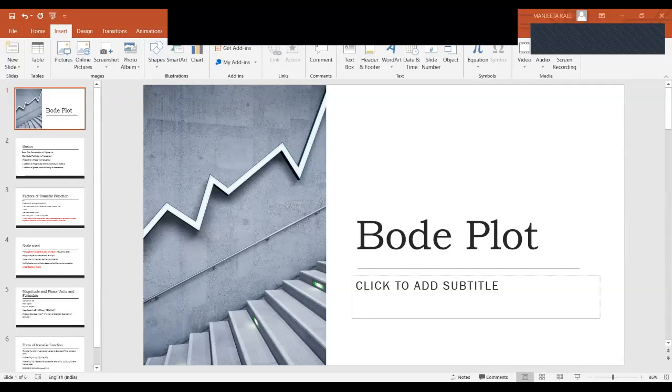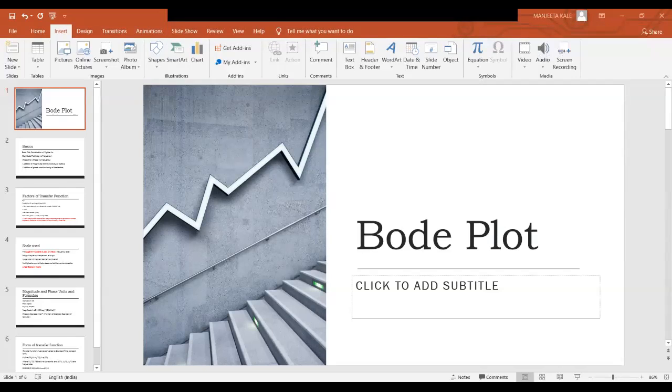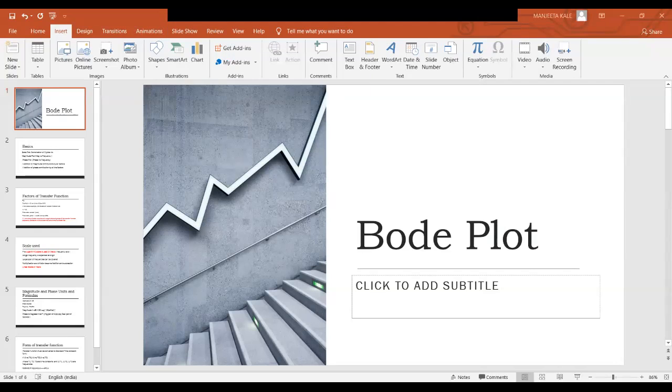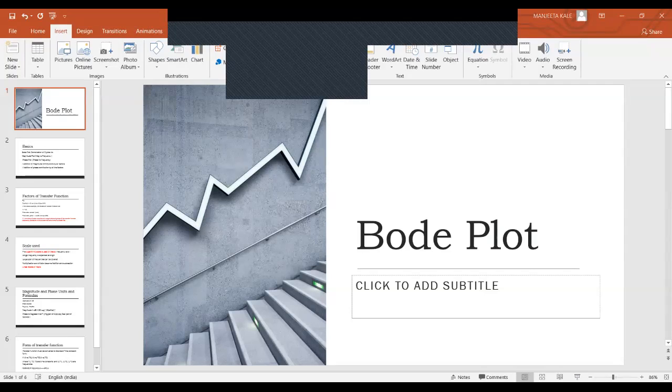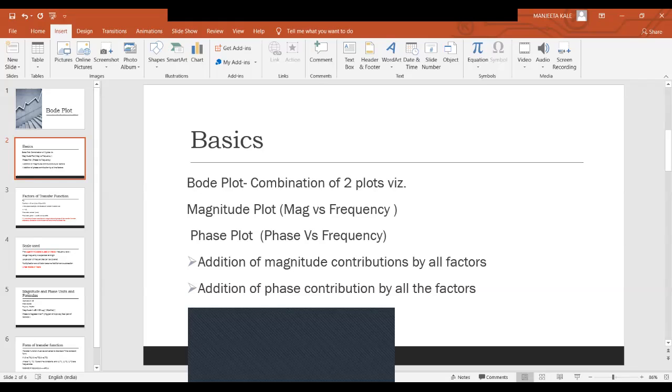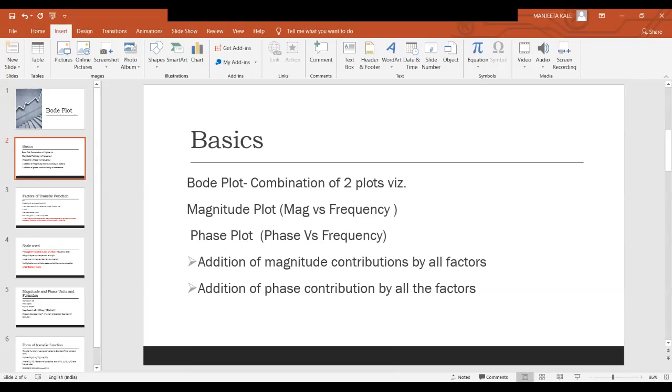Okay. So we'll start with Bode plot. It is basically a plot against frequency. There are two different plots in a Bode plot. The first plot is the magnitude plot and the other plot is called the phase plot. So we have here on the screen the Bode plot, a combination of two plots. The magnitude plot will have magnitude versus frequency and the phase plot will have phase versus frequency.